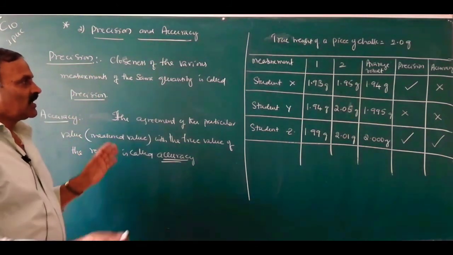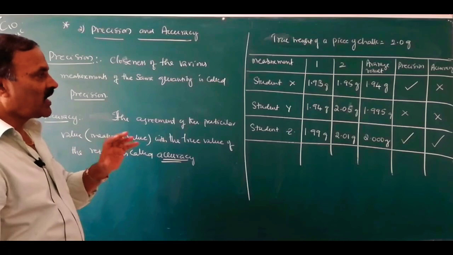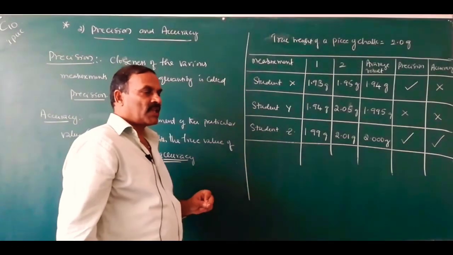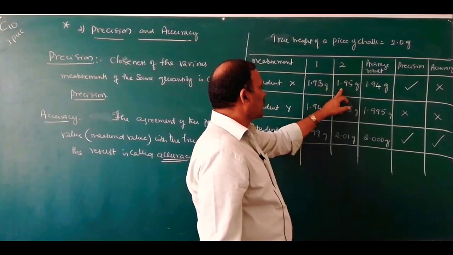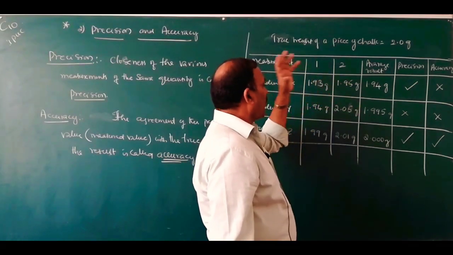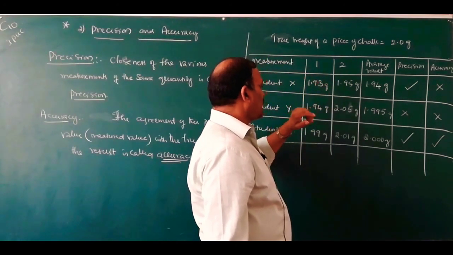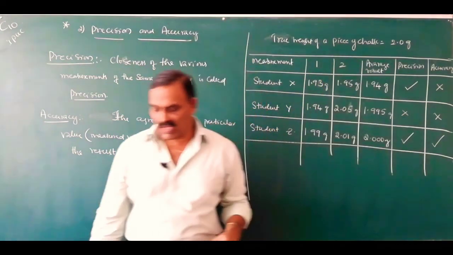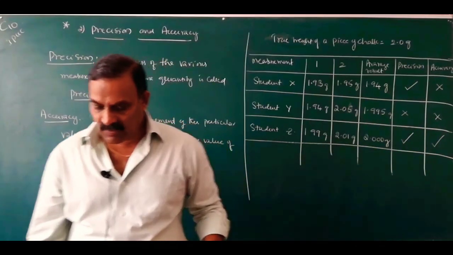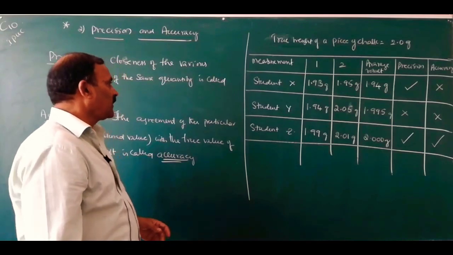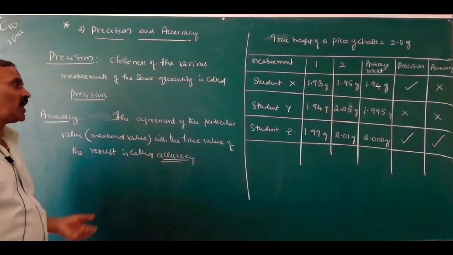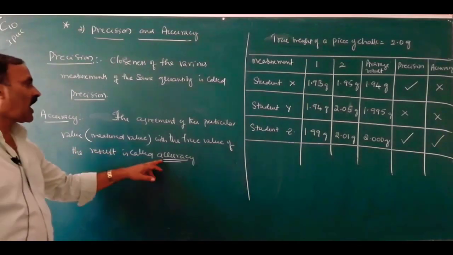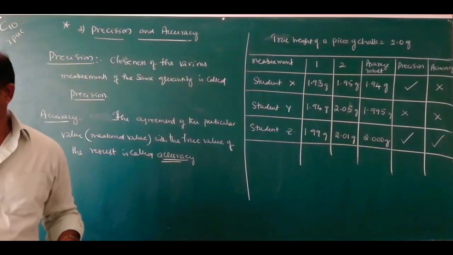Precision is the closeness of various measurements for the same quantity. Closeness of the various measurements for the same quantity is called precision. Agreement of the measured value with the true value of the result is called accuracy.